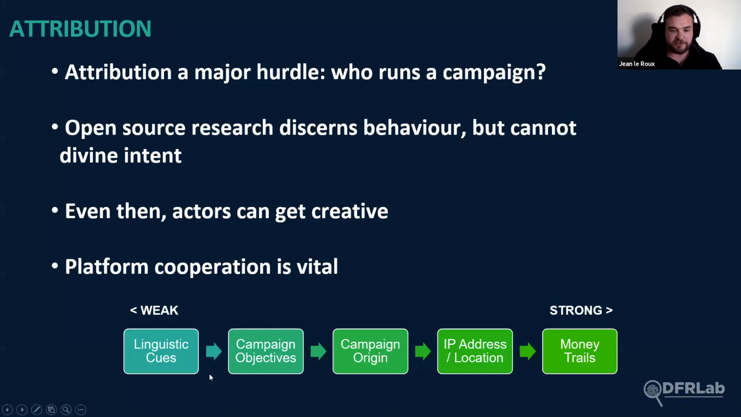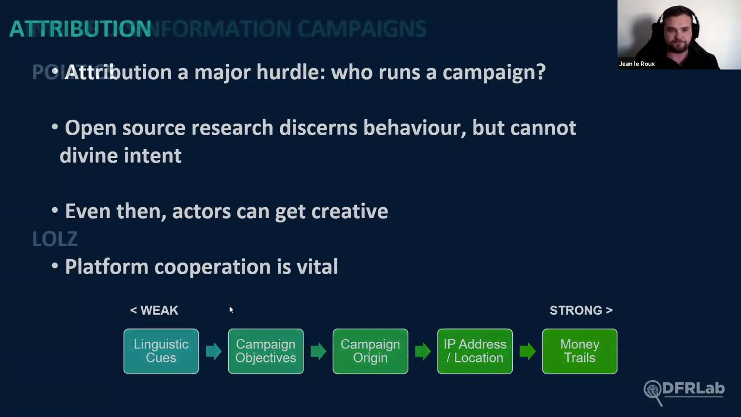You look at the objectives of the campaign, whether it's for money or for political gain. You'd look at the origin, if it's coming from a specific country or a specific political party. And then as you get to the right-hand side of this graph, it starts getting more and more strong. And the strongest attribution factor you can get is some kind of a money trail. Unfortunately, that really falls inside the ambit of an open source investigation.